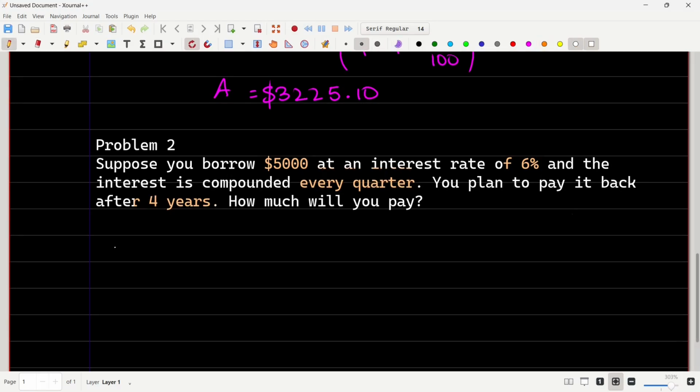So let's start first by writing down what the principal is. So the principal is equal to 5,000. The rate would be equal to 6%. And then let's look at the time period now. So the time period is every quarter.